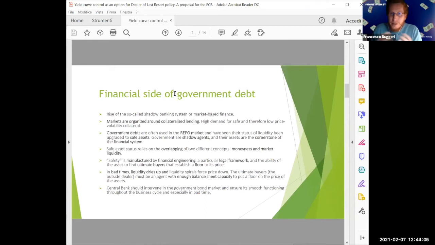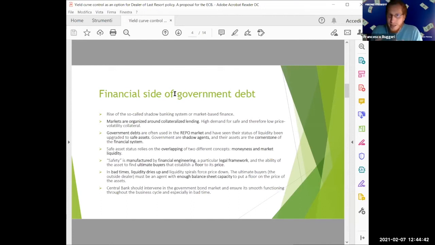In this new world, government debts are often used in the repo market, in repo transactions, and they see their status upgraded to safe assets. So the liquidity status is upgraded to safe assets not because of their nature, but because they are largely used in the repo market. Governments are not just fiscal agents, spending and taxing and moving resources from one sector to another, but shadow agents. They issue a liability that is an asset for the private sector, the cornerstone of the financial system.